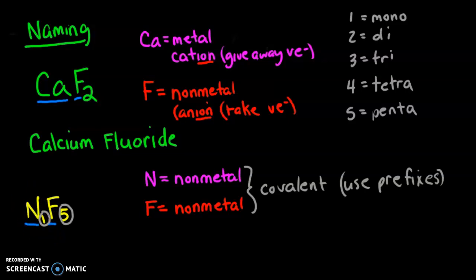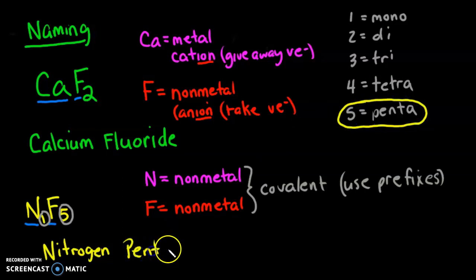Now remember what our exceptions are. If the first element is 1, I don't use the mono. So the first one is just going to be nitrogen. And now for the second element, I have a number here, so I'm going to have to go and pull my prefix, penta, and then I'm going to change the ending of my second element. Fluorine becomes fluoride. So NF5 becomes nitrogen pentafluoride.